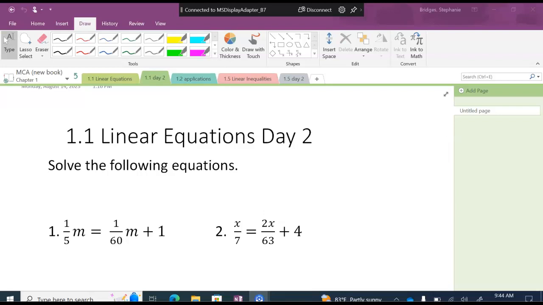All right, so we are going to solve equations just like we did yesterday. This is still section 1.1. It's just day 2 of it. We're dealing with equations with fractions in them. Okay? Fractions are no fun unless we're comfortable using them or using our calculator to deal with them.